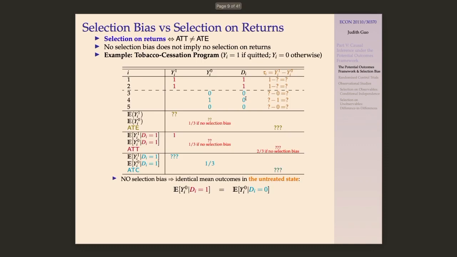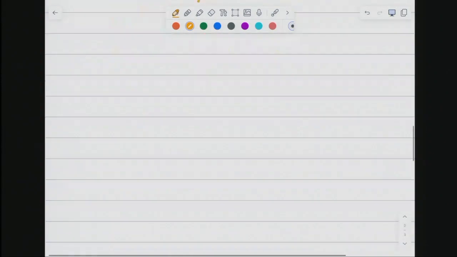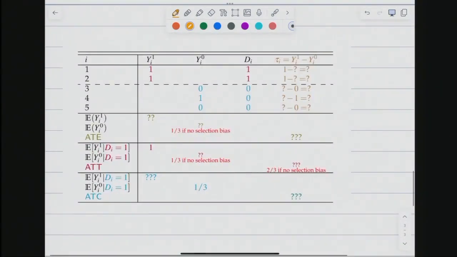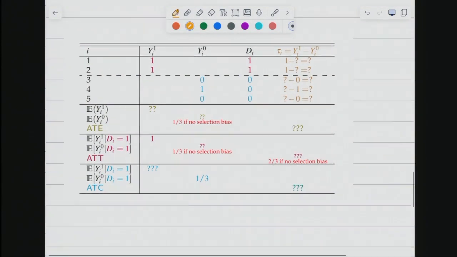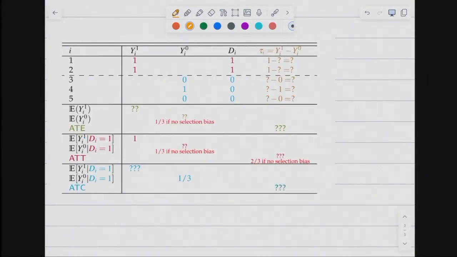Why? So suppose we see a different data set. Here we have Y being the decision to quit. Okay, so Y is 1 if one ended up quitting, and Y is 0 if someone ended up not quitting. So we can see that again, we only observe the treated state outcome for those who are in the treatment group, and we only observe the control state outcome for those who are in the control group.